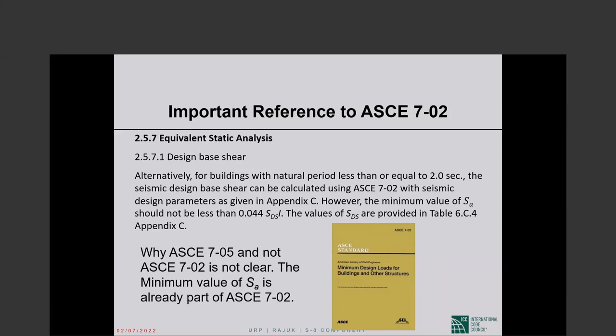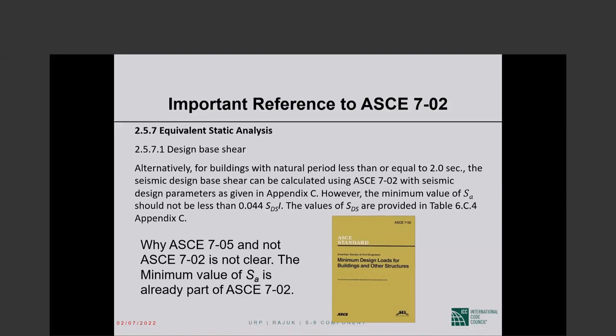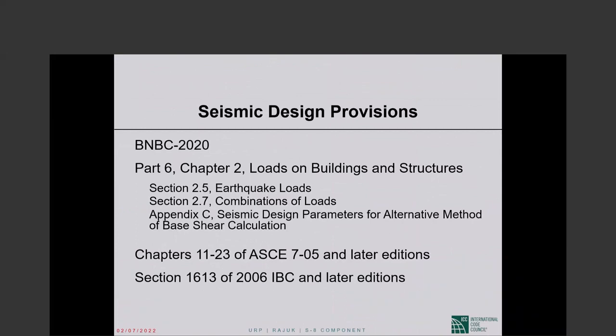So in this presentation, I will go mainly with Appendix C, which is ASCE 7-05, but I will relate back to the provisions in the main body of BNBC section 2.5, and you will see that the two are the same. It gives you the same results, whether you go with the appendix or you stay with the main body of BNBC 2020.